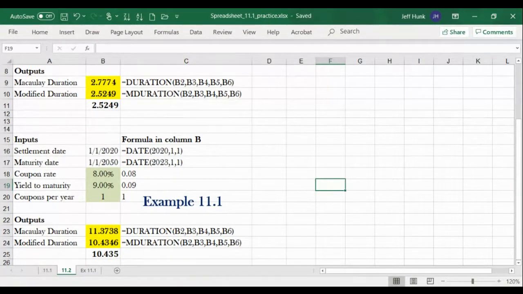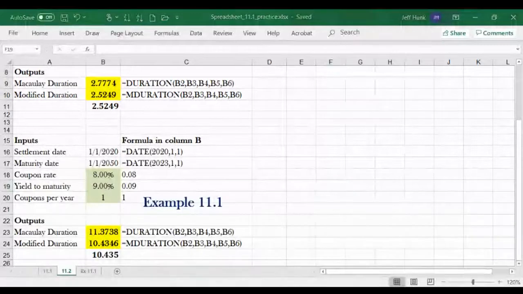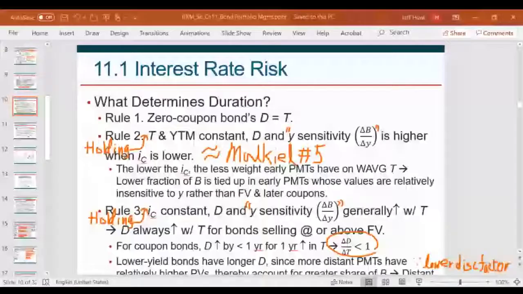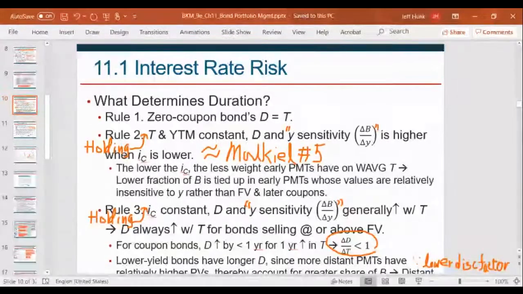So that was spreadsheet 11.2, and then we move on to the next section. I'm going to have to stop sharing this and start sharing the PowerPoint, right? By now you should be able to see it. Oh, there it is. Okay.